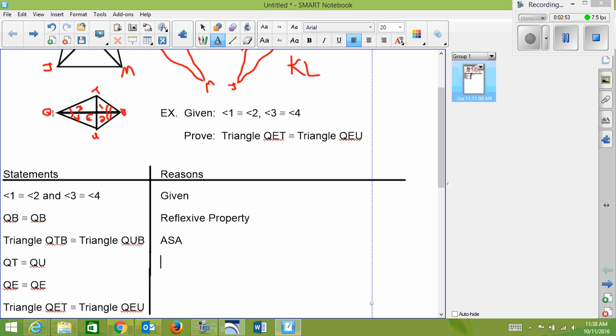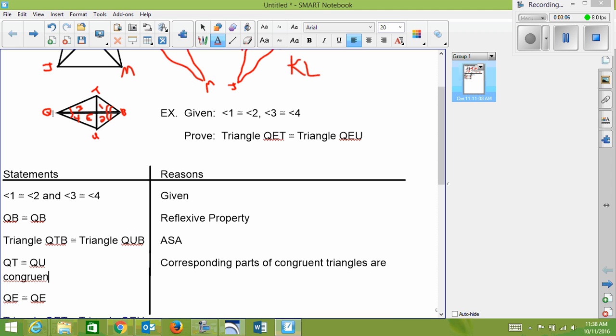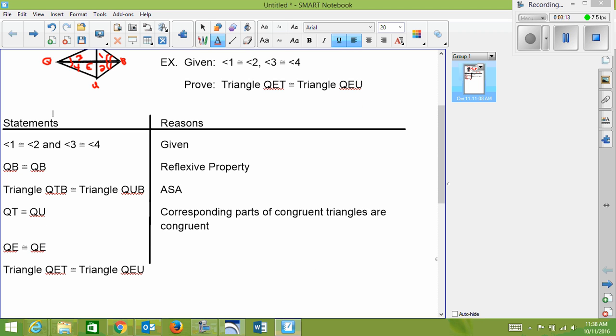QT equals QU. How do I know that? Because corresponding parts of congruent triangles are congruent. QE is congruent to QE. Again, if something equals itself, that is the reflexive property.